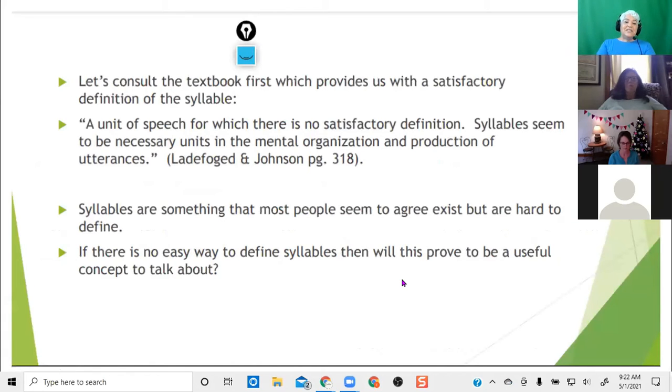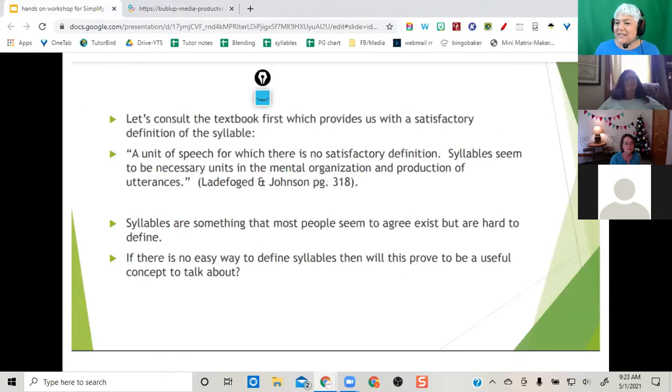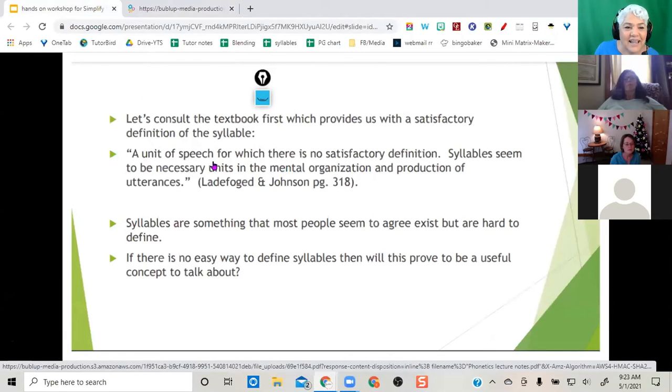And this is a new slide. I didn't have this in last time. In following threads of things, I came across this. This is from a linguist's lecture to his class in linguistics, and he says, what's a syllable? A unit of speech for which there is no satisfactory definition. So the linguists say there is no satisfactory definition. Syllables seem to be necessary in the mental organization and production of utterances, but it's hard to define.